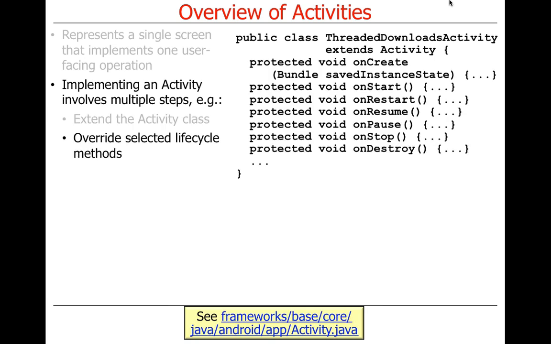You then go ahead and override selected lifecycle methods. As we'll see, there's about a half dozen or so methods that the Android activities framework uses to indicate to your application when state changes that the application or the activity may be interested in. We'll talk about all these different methods. You typically don't have to implement all of them for a given activity, but there are some that are useful.